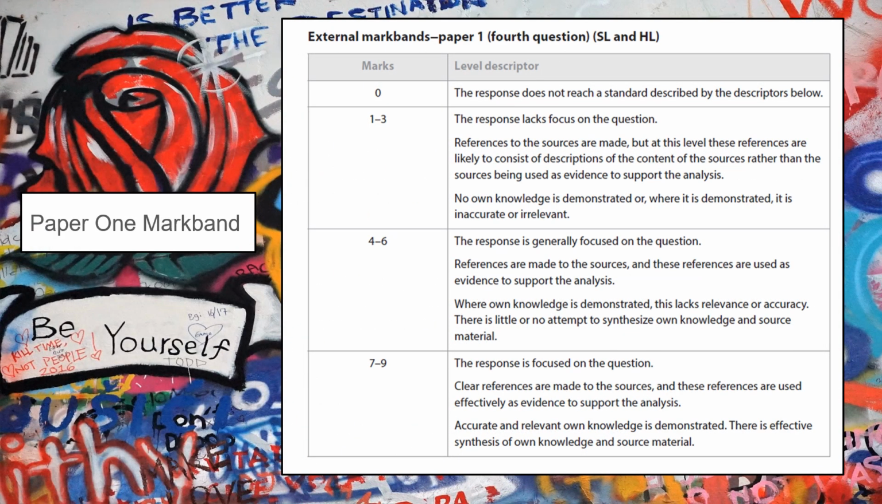So here is the rubric for a paper 1. As you can see, it's by far the nicest one, to be honest, other than the reflection part on the internal assessment. So take a moment. That's how you'll be graded 1 through 9. You want to be in at least the 4 to 9 region.